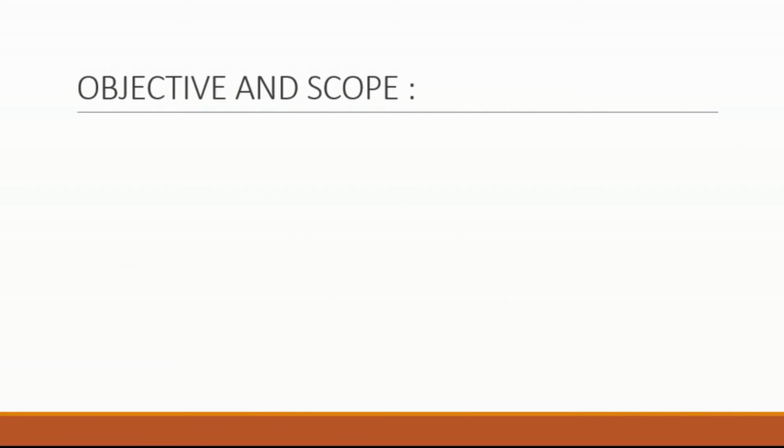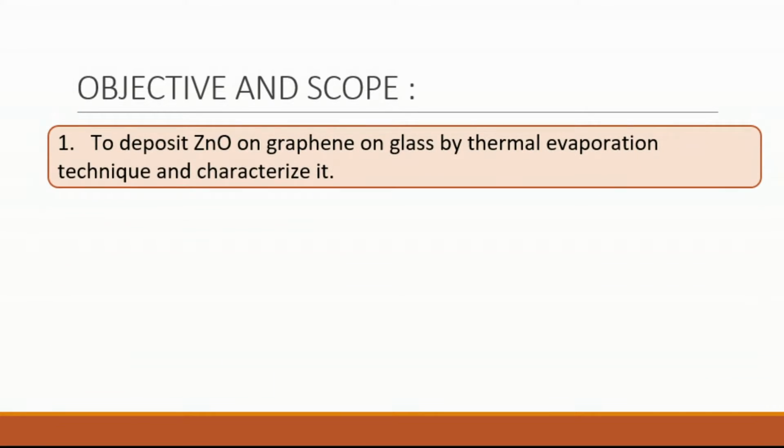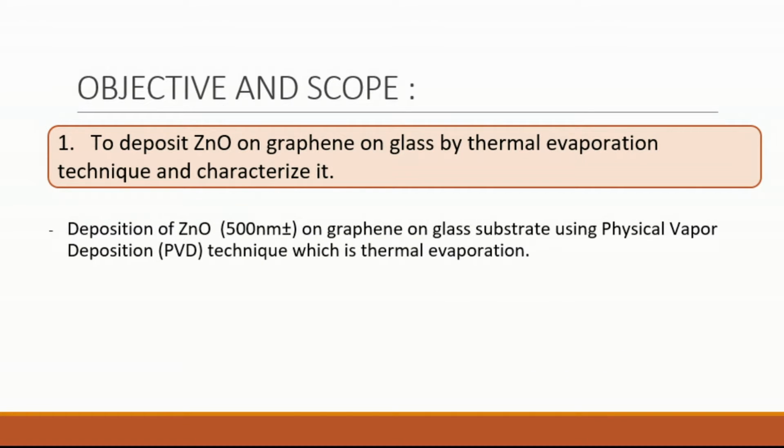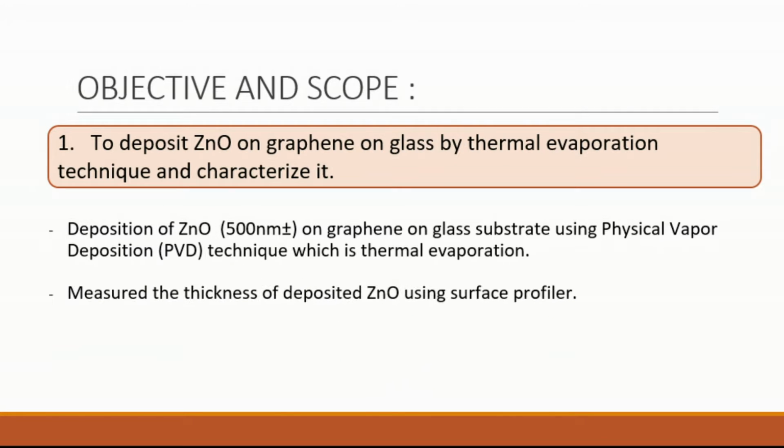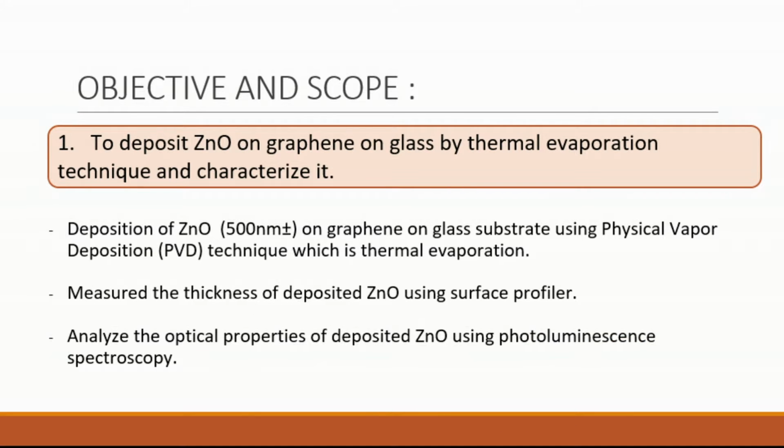The main objective for this FYP is to deposit zinc oxide on graphene on glass by the thermal evaporation technique and characterize it. For the scope, we want to deposit zinc oxide with a thickness of 500 nm on a graphene on glass substrate by using the PVD technique, which is thermal evaporation. We also want to measure the thickness of the deposited zinc oxide by using the surface profiler. And lastly, we want to analyze the optical properties of the deposited zinc oxide by using photoluminescence spectroscopy.